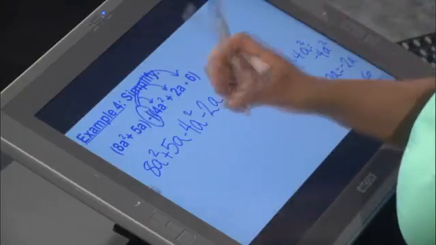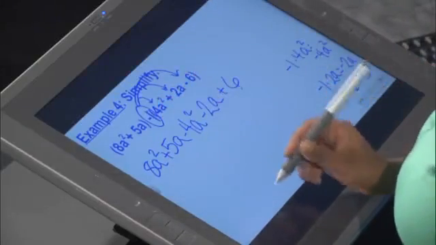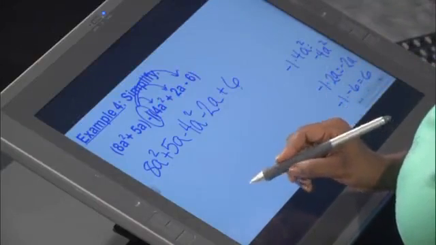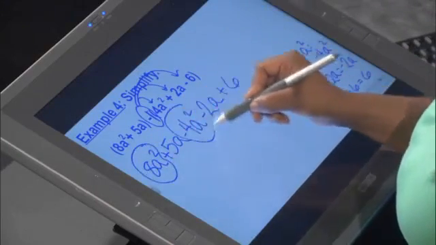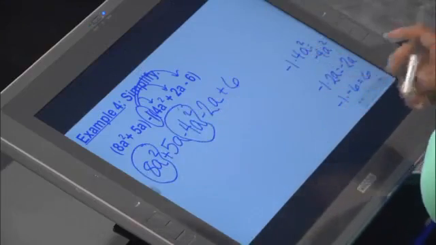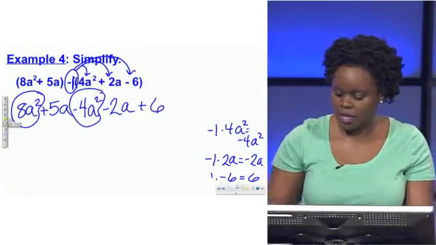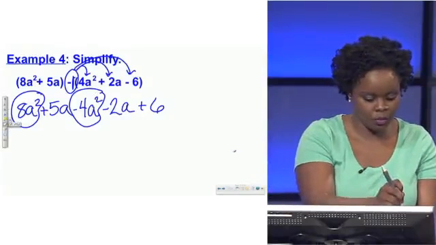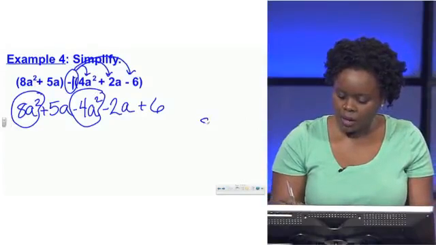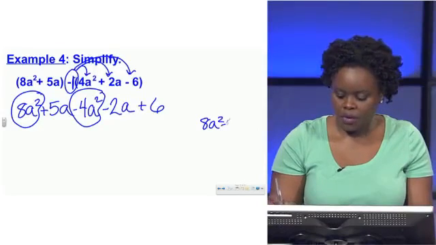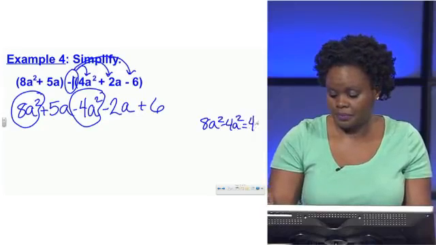Now it's pretty much the same as when we were adding. All right, I think I left myself enough room. I can work right here. So I see I have this 8a squared minus 4a squared. I know what I can do. I will get rid of this bit and show that work right there. So 8a squared minus 4a squared, that is 4a squared.